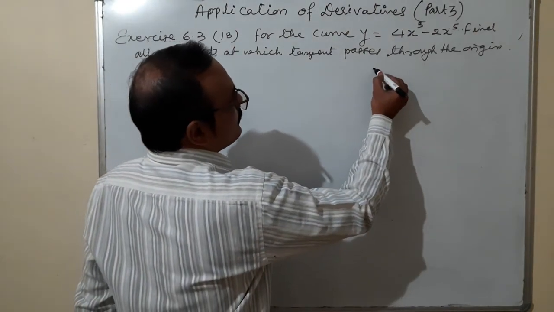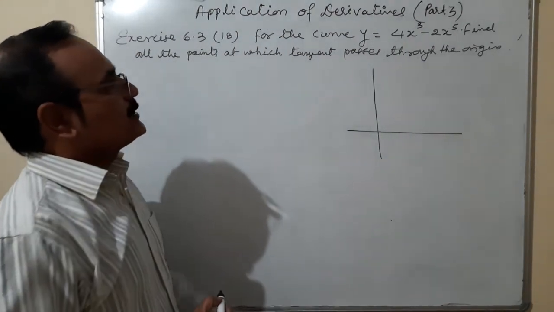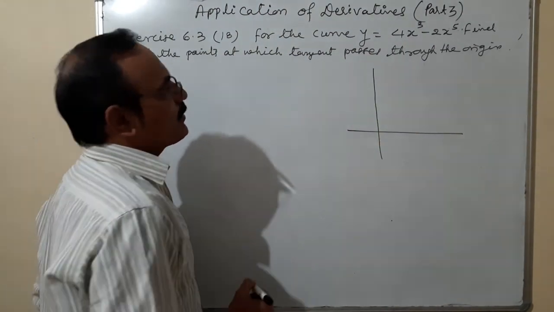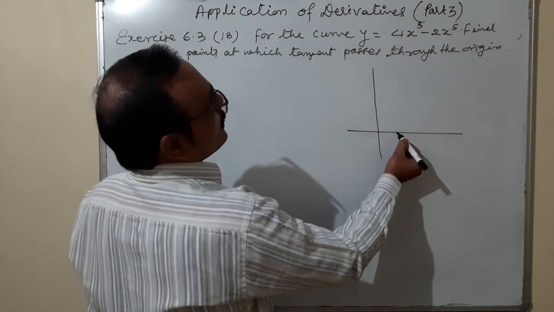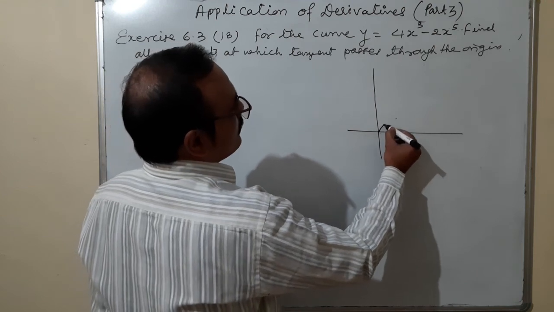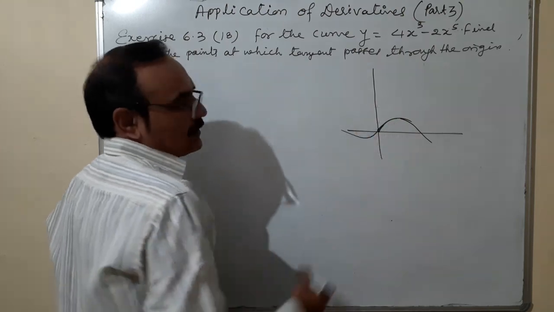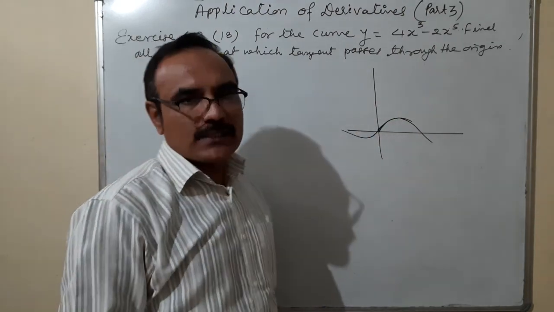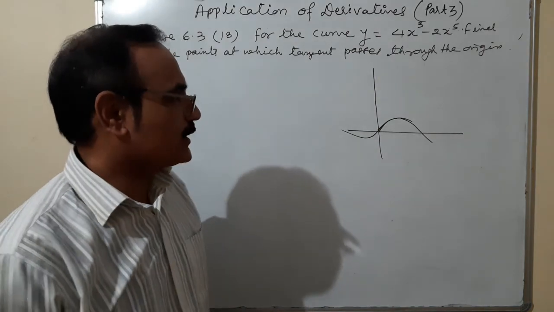Actually, we don't know which type of curve this is. y is equal to 4x cube minus 2x to the power 5. If I put x is equal to 1, then y is coming 2. I don't know which type of curve this is. It is passing through the origin. One point is 0, 0. The second point we don't know.